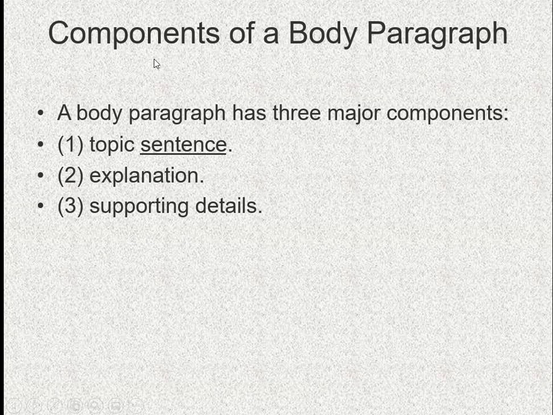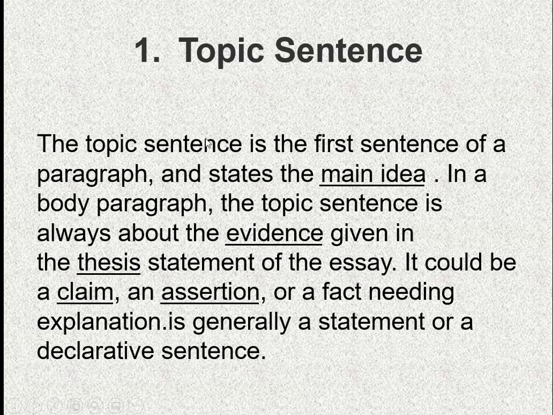Now let's move to the body paragraph. What are the components of the body paragraph? We have three main components: the topic sentence, explanation, and supporting details. Topic sentence, that means the main idea. Explanation and examples. Supporting details. What is a topic sentence? The topic sentence is the main idea. It's the first sentence of a paragraph that states the main idea.